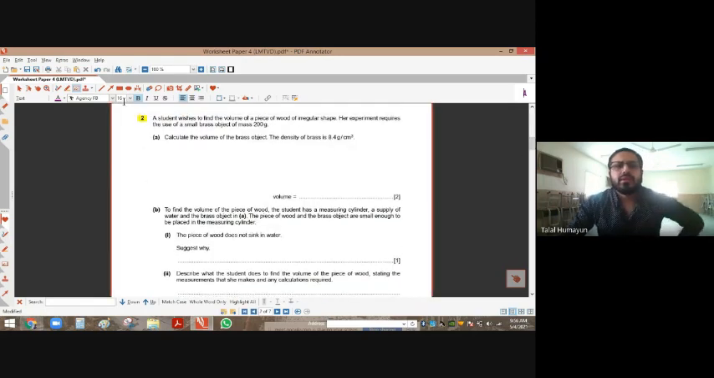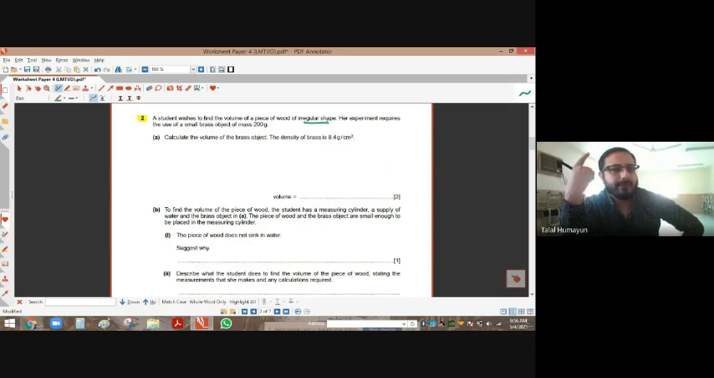Then they say a student wishes to find the volume of a piece of wood of irregular shape. What comes to your mind when you want to find out the volume of an irregular object? Imaginary cylinders? Yes, sir. But here the question is something else, but it's a good way of thinking. This is the Cambridge way of thinking, right?